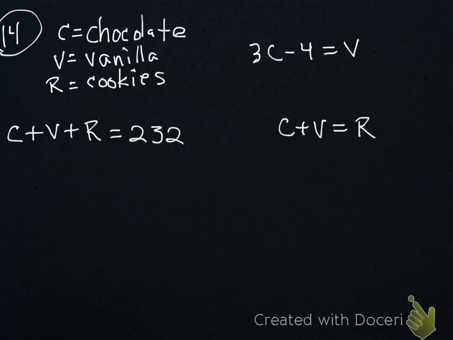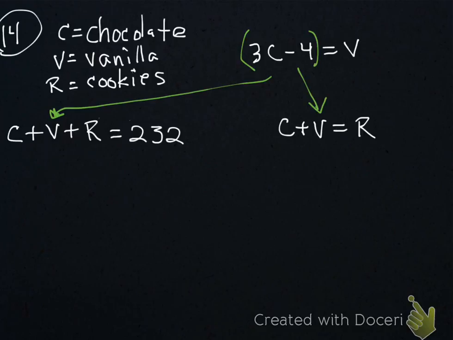Wow, that's pretty interesting. But look at that 3c minus 4. That's an expression by itself. I could plug that in for my v. I could also plug it in right here for v in my second equation. That gets rid of one of my variables. Let's go ahead and do that.